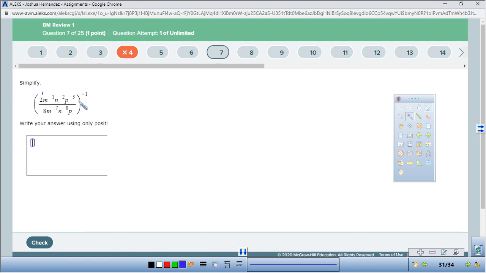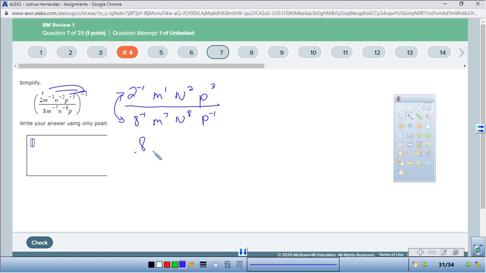So they all have an exponent, so we're going to multiply the exponent. We're going to have 2 to the negative 1, m to the 1, n to the 2, p to the 3, all over, multiplied by negative 1, 8 to the negative 1, m to the 7, n to the 8, p to the negative 1. This right here, just switch them around. Since they both have negative exponents, switch them around. So I'm going to put the 8 on top, the 2 on the bottom. Here, I'm going to write it as m to the 1 over m to the 7, n squared over n to the 8, p cubed over p to the negative 1.